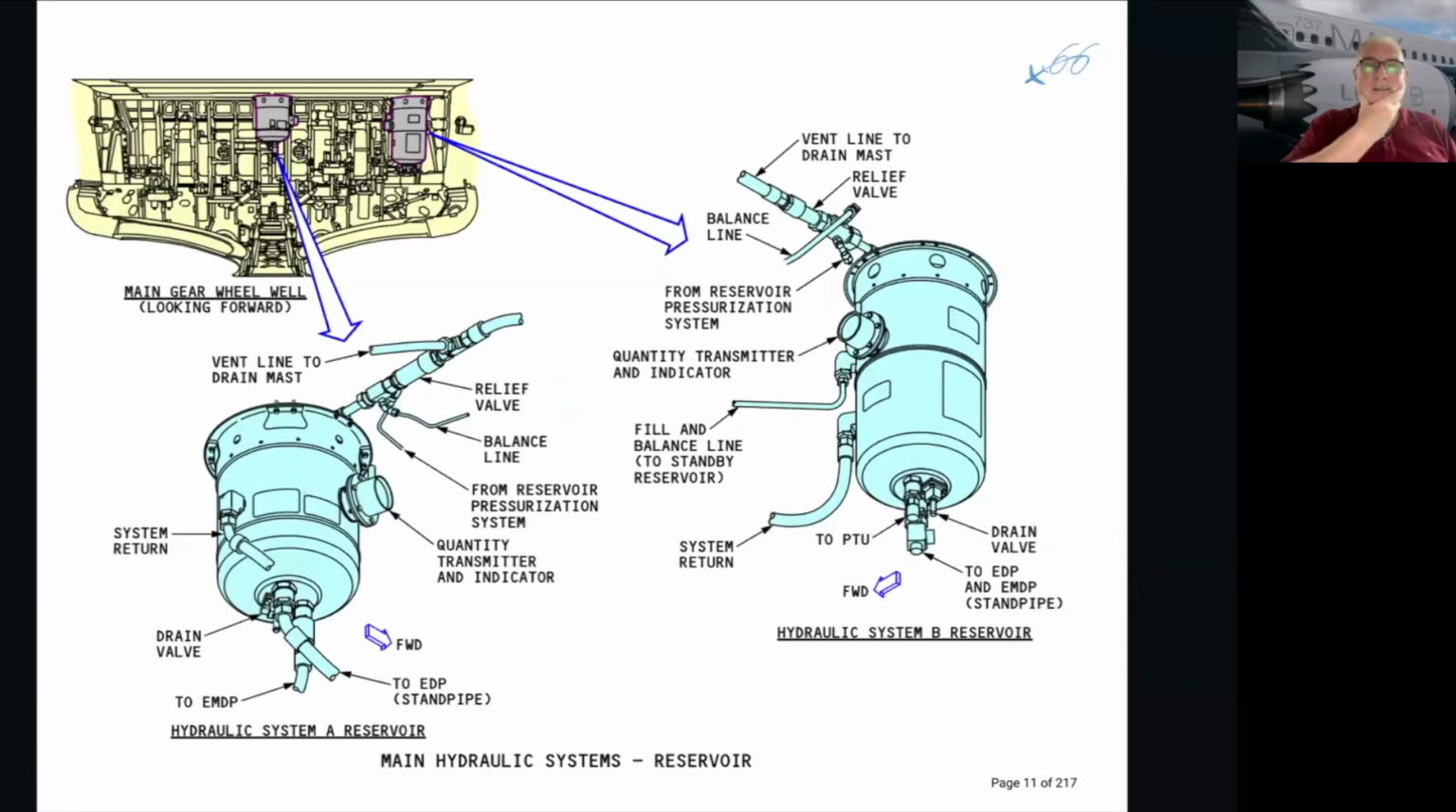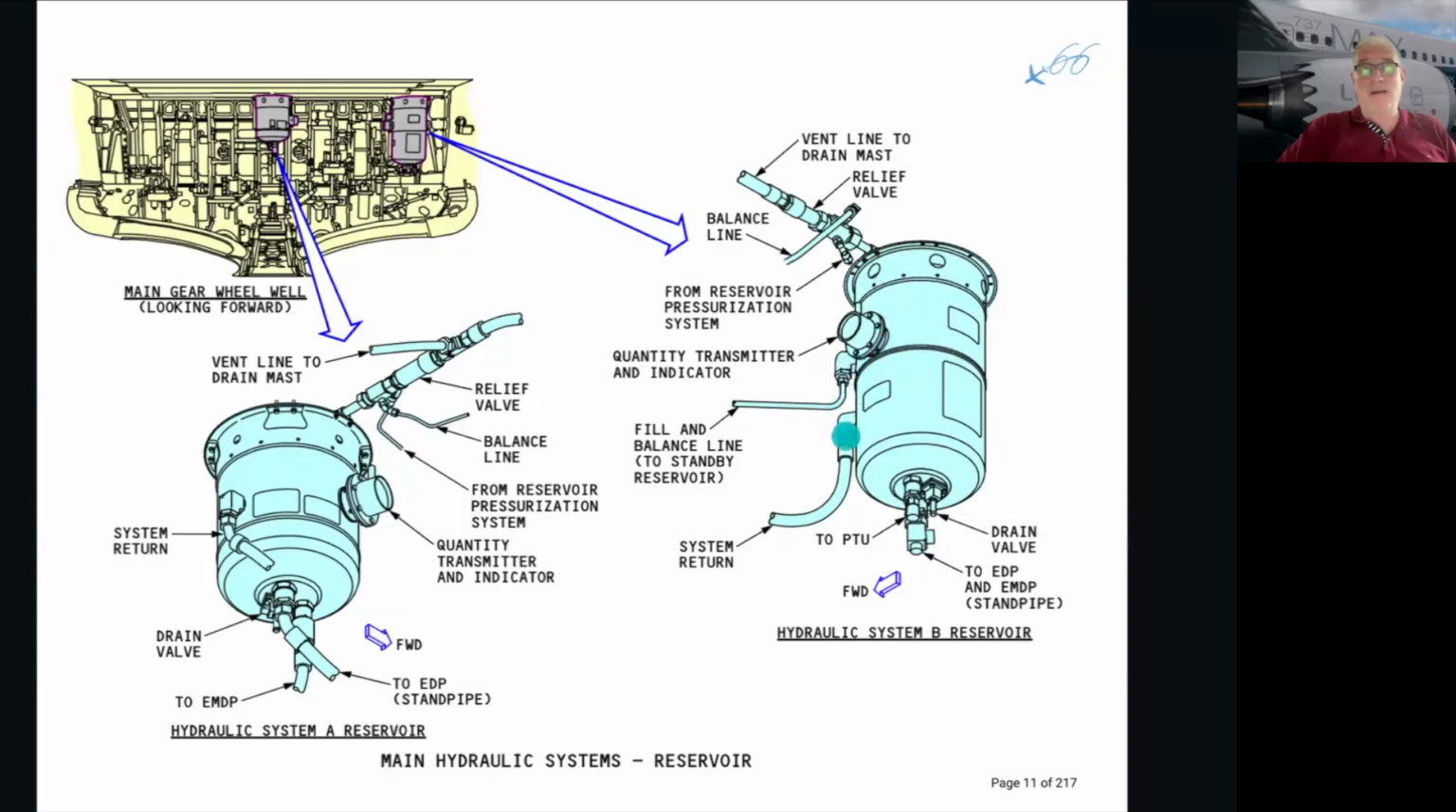Here are the tanks again and the difference between them. System A is roundabout directly in the center. System B is towards the right, and system B is larger because it has the fill and balance line to the standby reservoir. And you can see all the components, a quantity transmitter, an indicator for indicating the quantity, as well as in the cockpit.